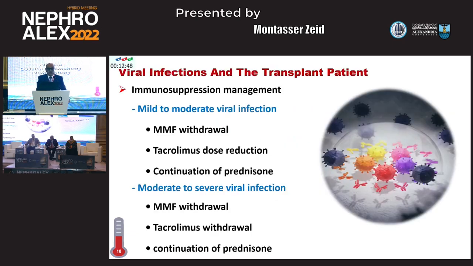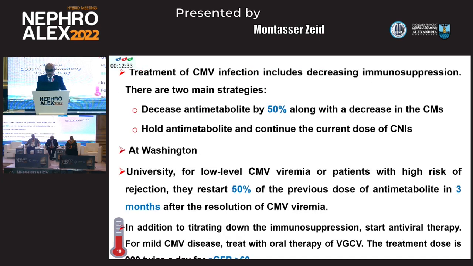For treatment of viral infections after renal transplantation, in mild to moderate viral infection: MMF withdrawal, tacrolimus reduction, and continuation of prednisolone. And for moderate to severe viral infection: MMF withdrawal, tacrolimus withdrawal, and continuation of prednisolone.